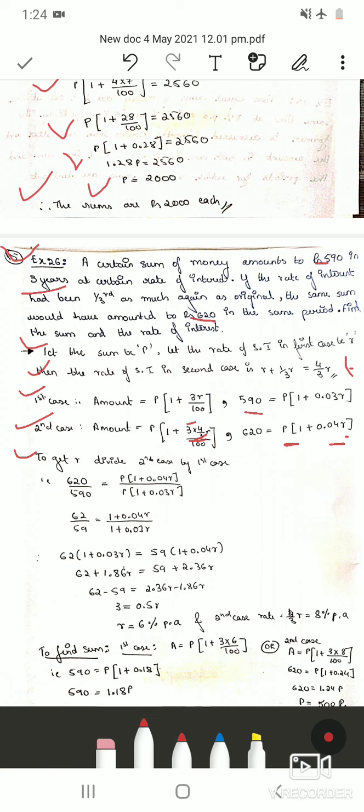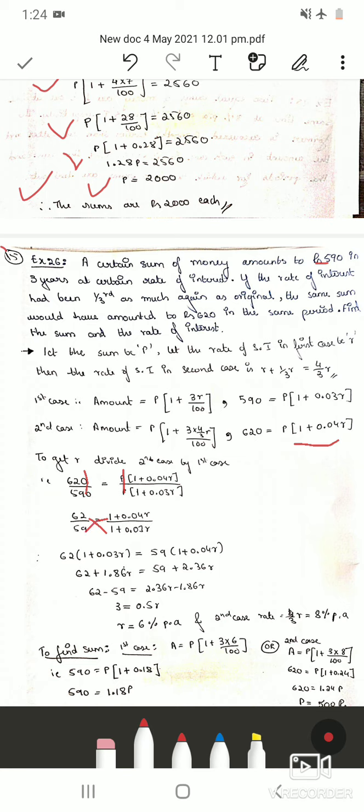To get R, what we have to do is divide the second case by the first case. So it is this term divided by this term. So it will be 620 divided by 590 is equal to P into 1 plus 0.04R divided by P into 1 plus 0.03R. So both the P's will get cancelled, that is one unknown quantity is cancelled. So you are remaining with only one unknown, that is R. Here these two zeros will also get cancelled. So it is 62 by 59 is equal to 1 plus 0.04R divided by 1 plus 0.03R.